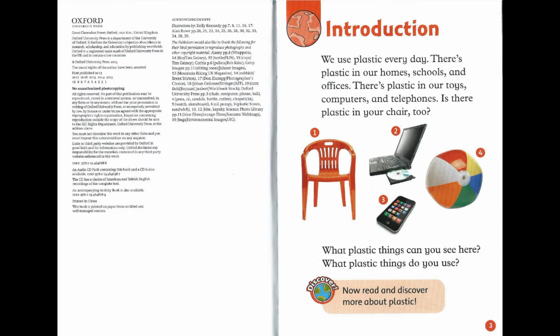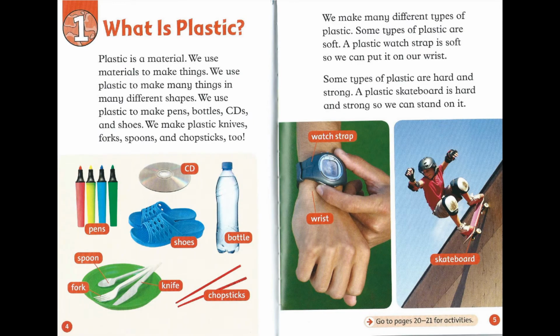Chapter 1. What is plastic? Plastic is a material. We use materials to make things. We use plastic to make many things in many different shapes. We use plastic to make pens, bottles, CDs, and shoes. We make plastic knives, forks, spoons, and chopsticks too.